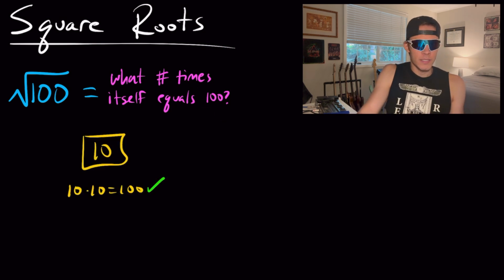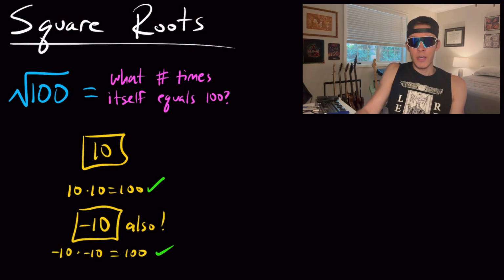At this point along the series of videos, you should know your multiplication facts really well and know that 10 is the square root of 100 because 10 times 10, right, 10 times itself is 100. So square roots actually have two answers. It's the positive version of the number, and then the negative one. So negative 10 is also the square root of 100 because negative 10 times negative 10, right? Those negatives will cancel out and you'll get 100.